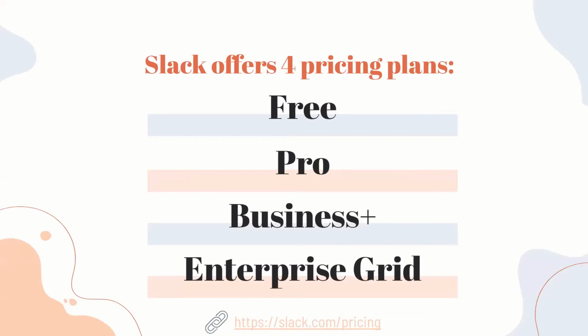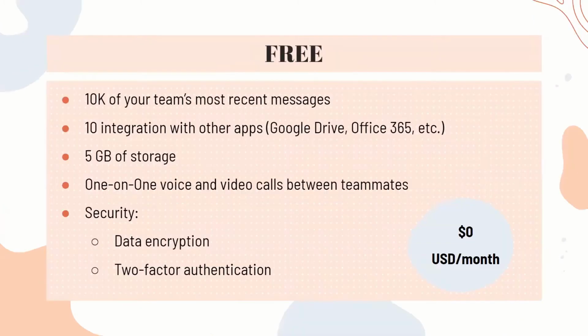Currently, Slack offers four pricing plans. There's a free plan, a pro plan, a business plus plan, and an enterprise grid. For the free plan, 10,000 of your team's most recent messages can be accessed. You also have 10 integrations with other apps such as Google Drive, Office 365, and possibly more Google-oriented apps such as maybe Google Docs. You also have 5 gigabytes of storage.